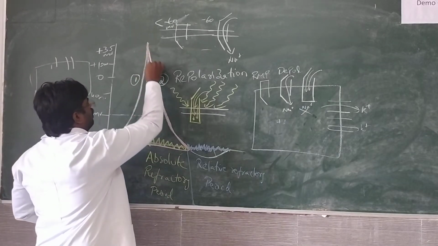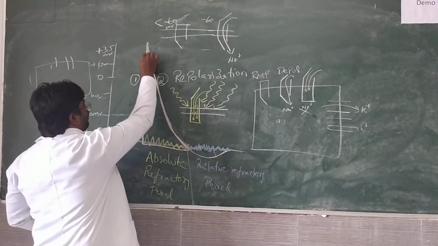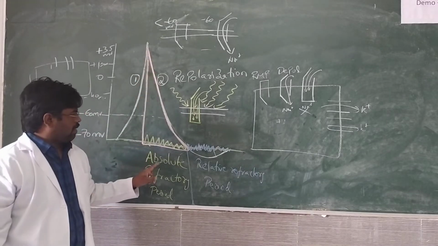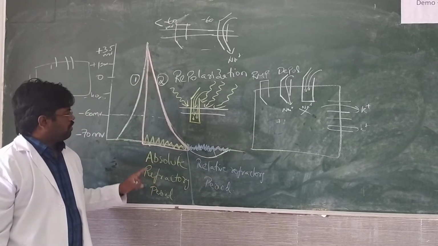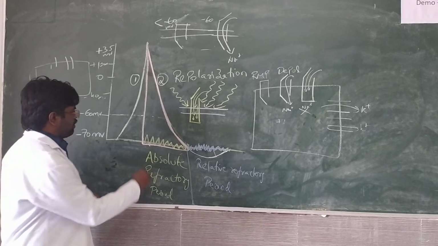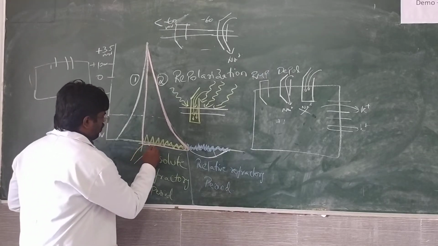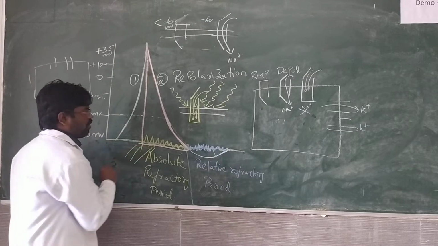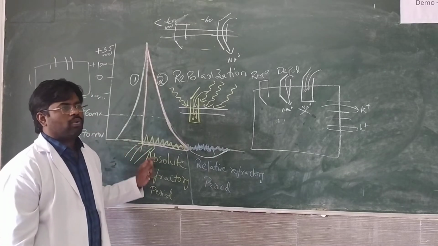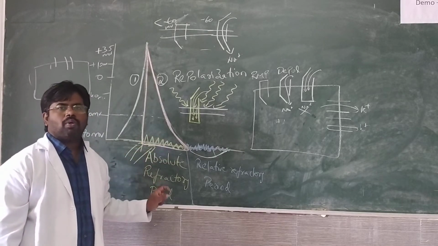This phase, this we call it as absolute refractory period. So during this phase, whatever the stimulus you give to the nerve fiber, we won't get any kind of response.